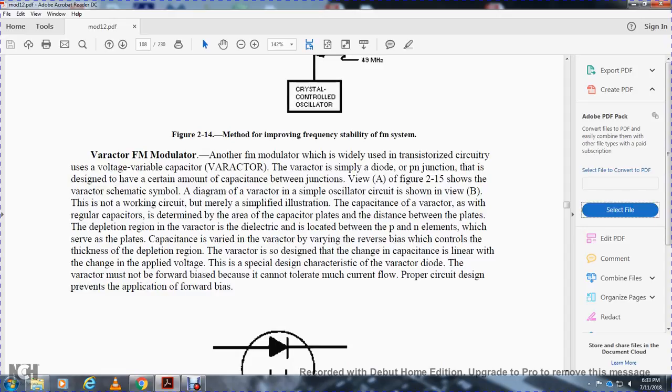Another FM modulator with a transistorized circuit is used with the voltage variable capacitor, the varactor. A varactor is simply a diode or positive negative junction designed to have a certain amount of capacity between the junction.